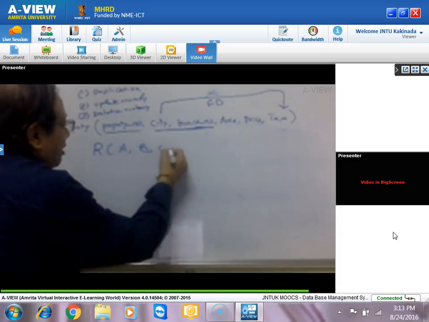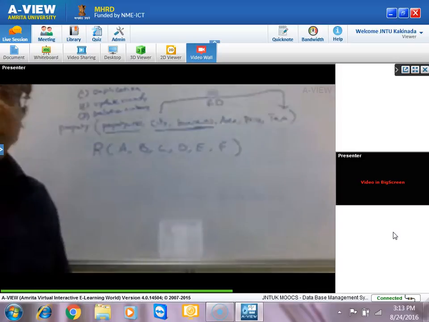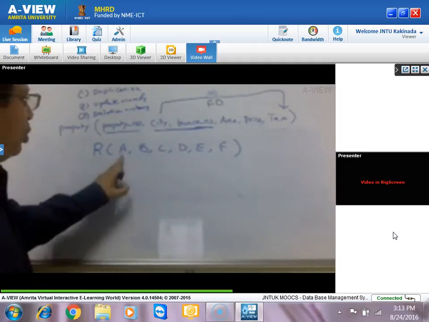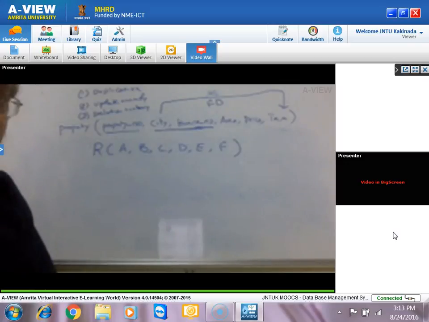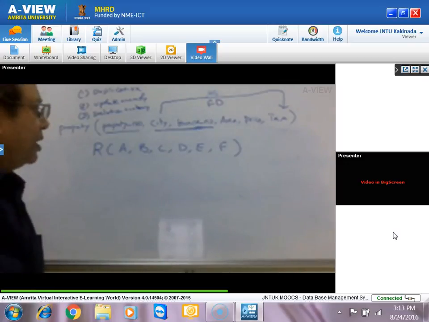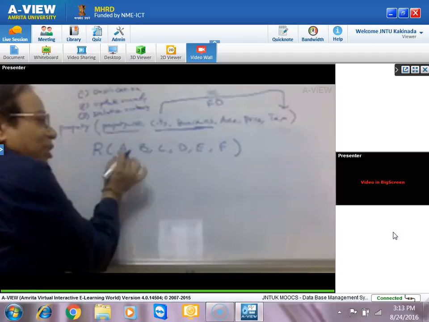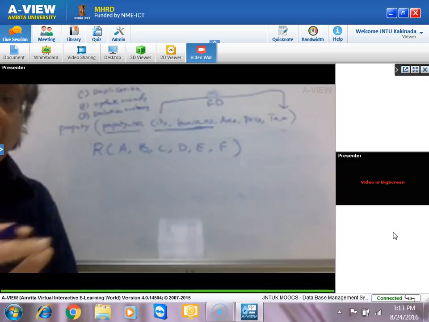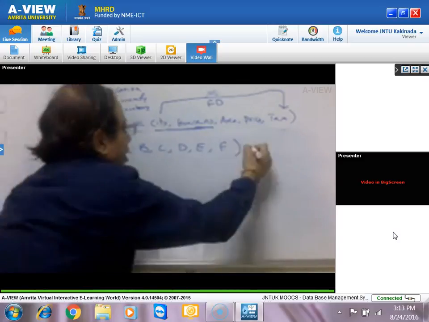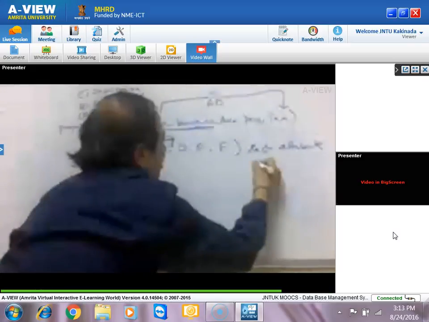Let us take that I have a relation R with a set of attributes A, B, C, D, E, F. Six attributes. Now all these attributes are atomic, which is part of the original definition itself. Atomic means they will have only a single value, not multiple values. Each attribute will have only one value. So each attribute is atomic. This is part of the definition here.